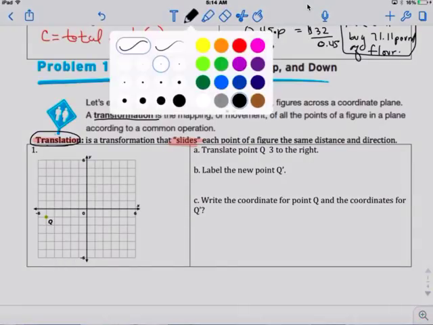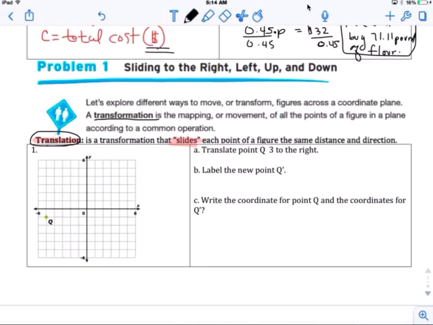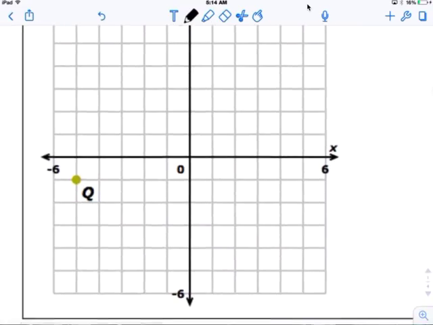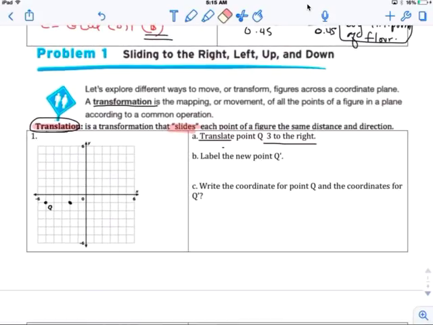Translation is a transformation that slides each point of a figure the same distance and same direction. Okay, so first thing they ask you to do is translate. That means slide point Q right here 3 to the right. Right is this way. Slide it 3 squares. 1 square, 2 squares, 3 squares to the right. Right there. That's 3 to the right.